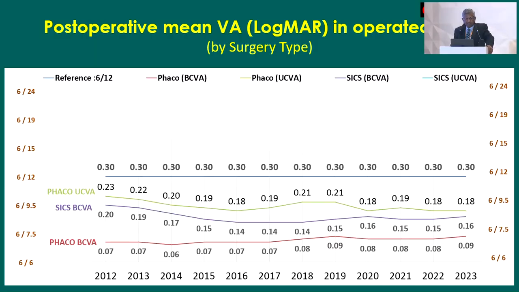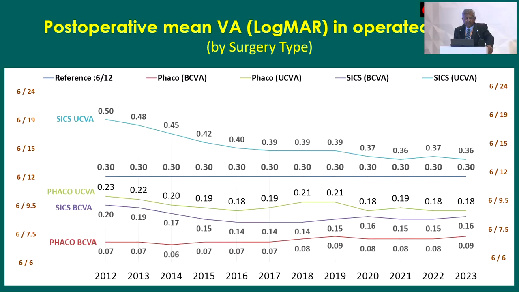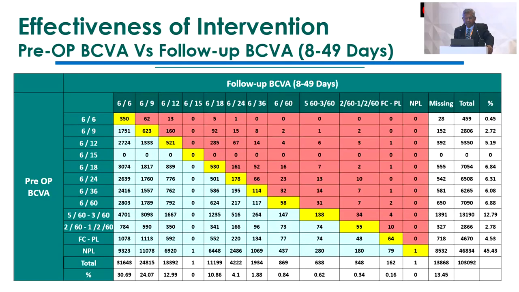Reasonably, from 6/9 it has come between 6/7 to 6/6. And what is interesting is the uncorrected visual acuity, which used to be like 6/24 has now come close to 6/15. So all this data is important. If you collect the data, you can look at it.